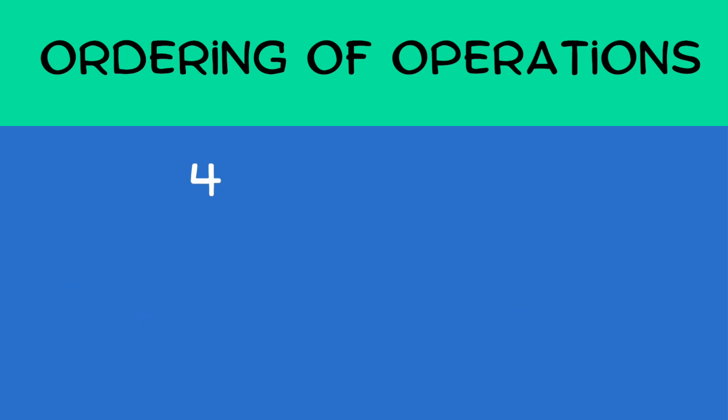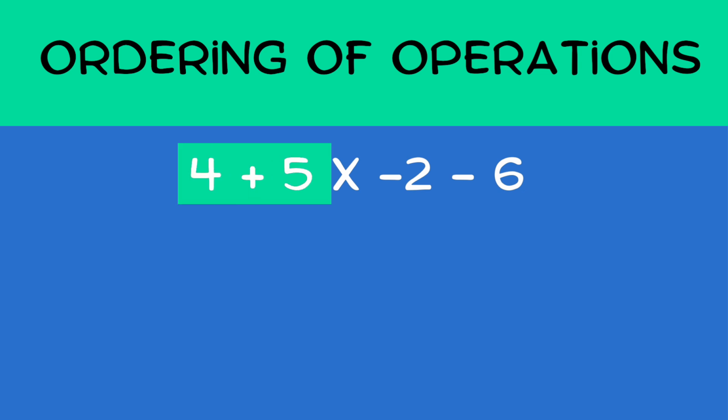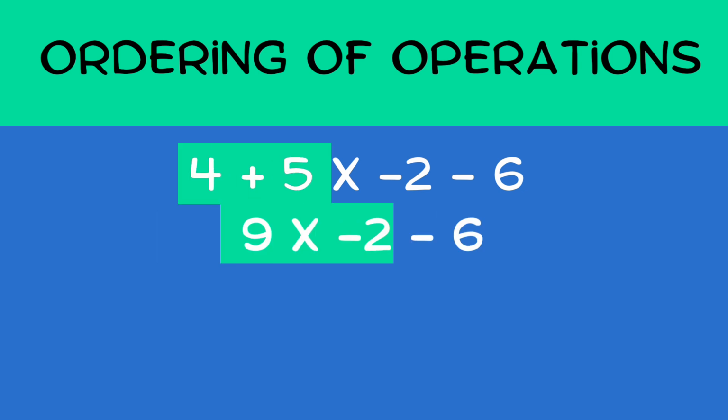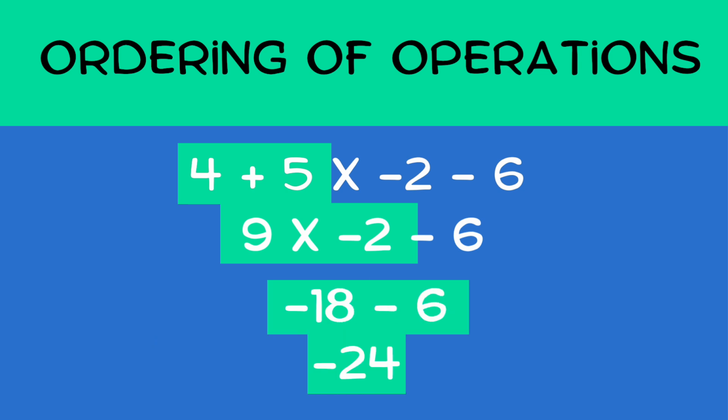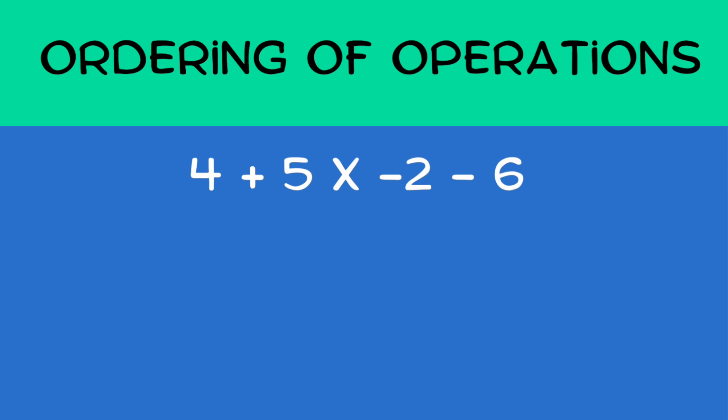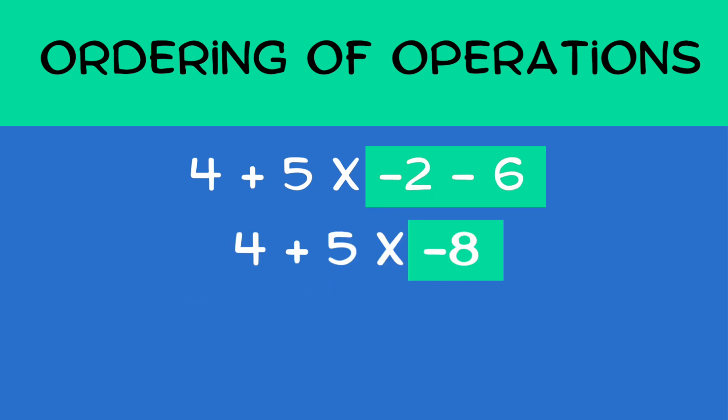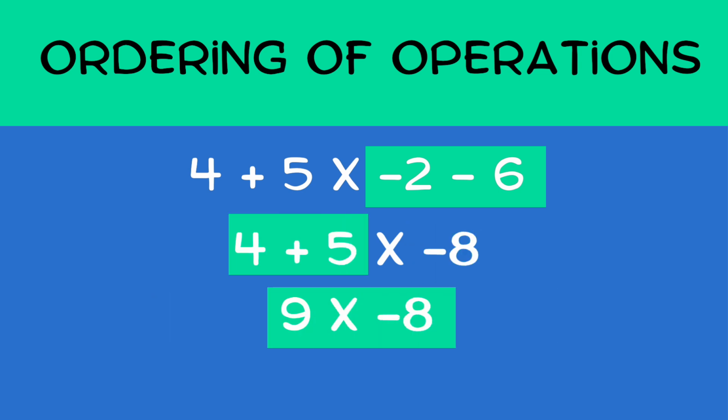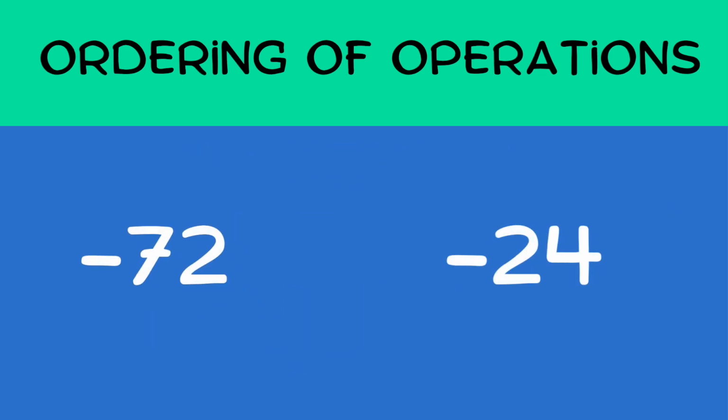Let's take an equation like this. If we were to answer it from left to right, we would get 4 plus 5, which is 9, then multiplying -2, which is -18, then subtracting 6, which is -24. However, if we were to start from -2, we would say -2 minus 6, which would be -8. Then we add 4 to 5, giving us 9. Then 9 times -8, which equals -72. Now, both these answers are wrong because of their lack of order with operations.